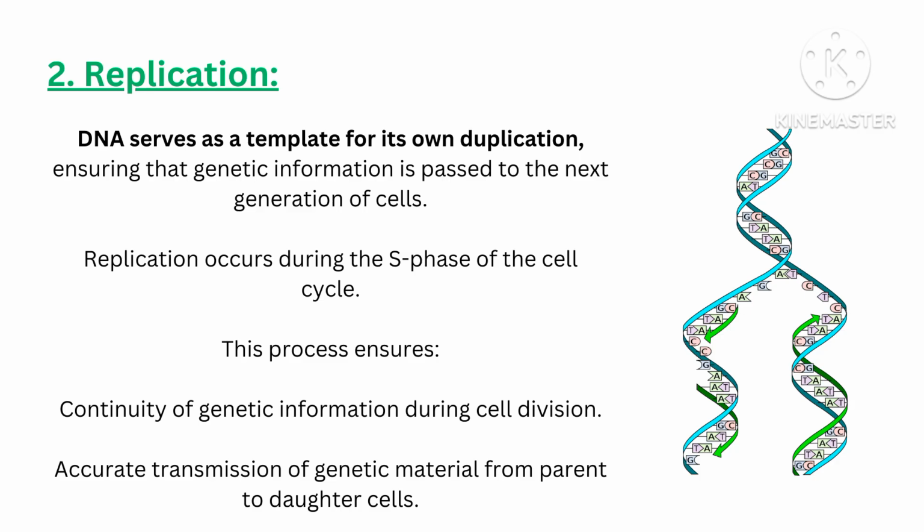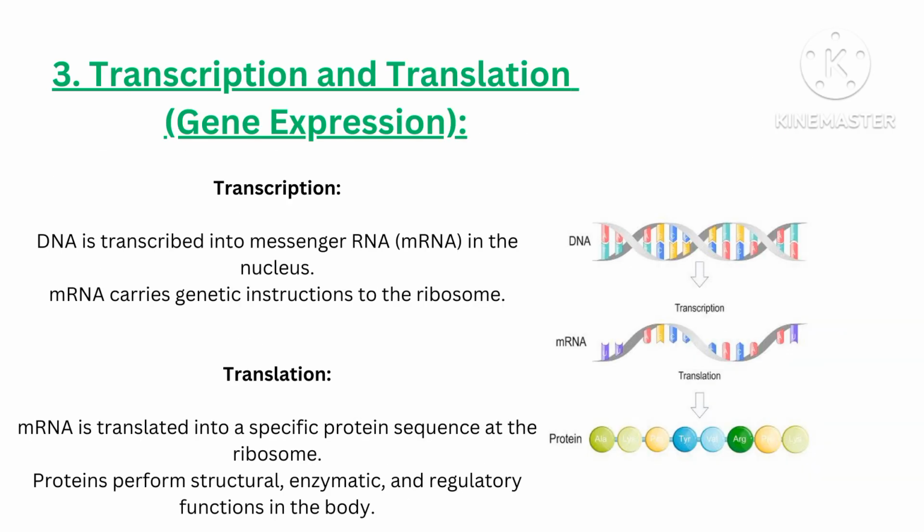Replication occurs during the S phase of the cell cycle. This process ensures continuity of genetic information during cell division, accurate transmission of genetic material from parent to daughter cells. Transcription and translation, gene expression: DNA directs the synthesis of RNA and proteins, which are essential for cellular functions.